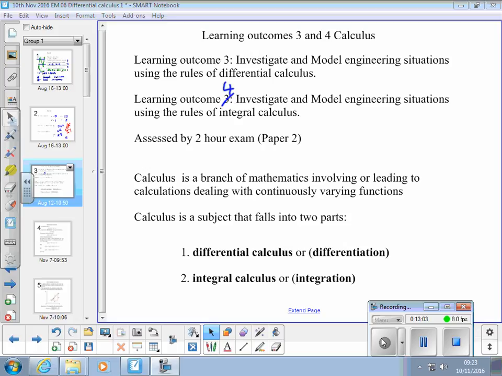Okay? So assessed by exam paper 2, and calculus is a branch of mathematics involving or leading to calculations dealing with continuously varying functions. It falls into 2 parts: differential calculus, or for short differentiation, and integral calculus, or for short integration.